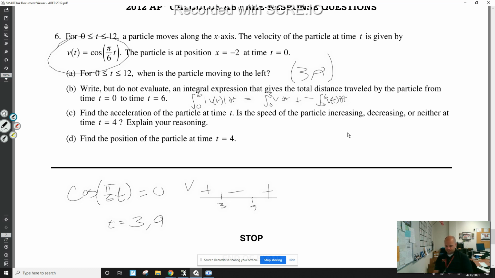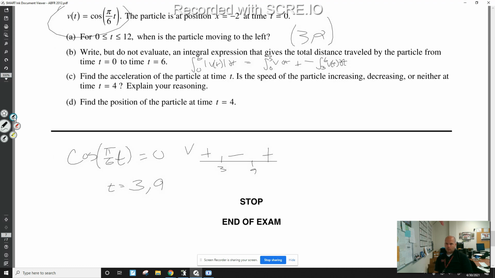I've asked you guys that question. What's the acceleration? All right, well, I've got to take the derivative. Got to use the chain rule. So a of t is negative sine of pi over 6 t times pi over 6. That's the chain rule. a at 4 is negative pi over 6 times the sine of 4 pi over 6, which is 2 pi over 3. The sine of 2 pi over 3 is positive. 2 pi over 3 is in the second quadrant. Sine's positive, so that means this is negative.